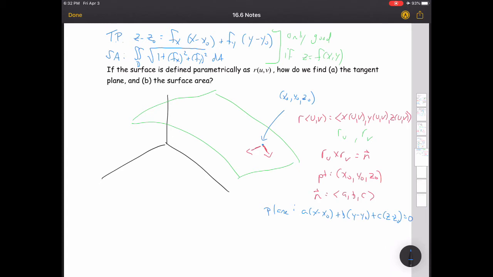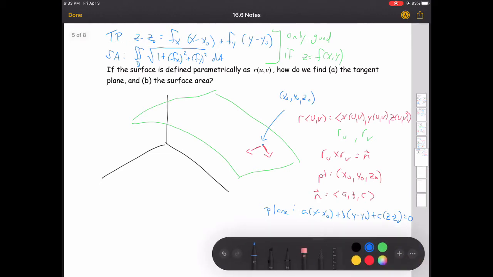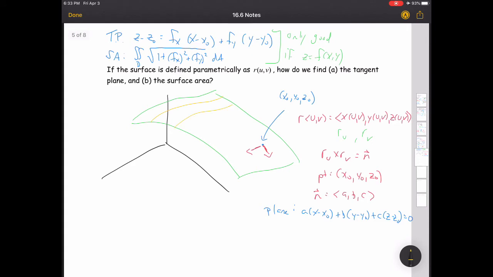Well, what if we were to cut this entire surface into very, very small patches? So maybe we'll have, let's try this in yellow and see how it looks. Got your lines like this.